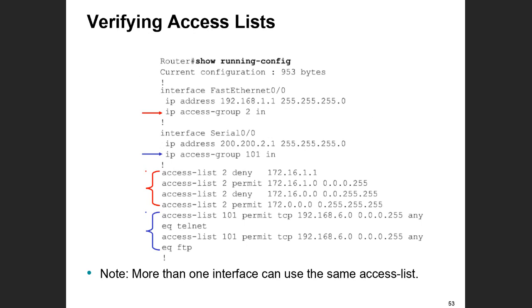It is possible to create one access control list and apply it to more than one interface. Technically, it allows you to do that. You're probably going to have different conditions for each interface, but it will allow you to do this.